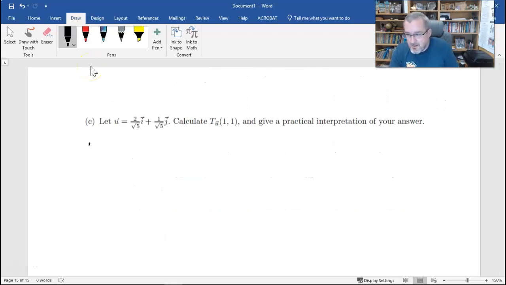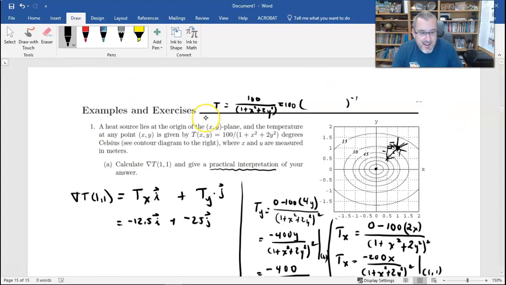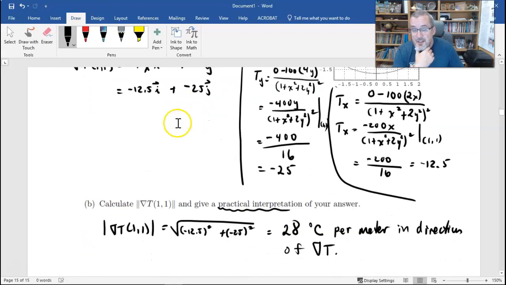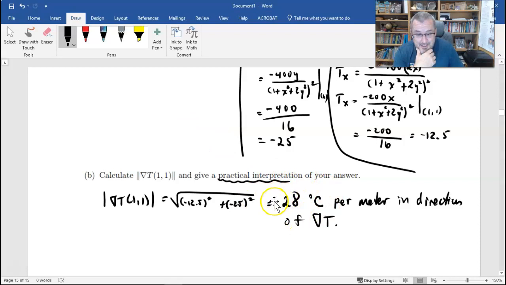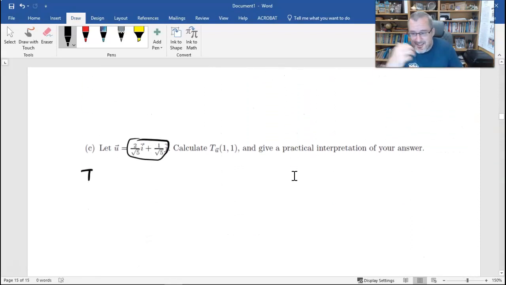All right. Now, notice here, we are not going in the direction of the gradient vector. We're now going in the direction of 2 over the square root of 5 i plus 1 over the square root of 5 j. So if we're at the point (1, 1), and we have a positive x coordinate and a positive y coordinate, we're going that way. We're moving away from the heat source now. So certainly we're not going to see a positive rate of change, and it's not going to be the greatest positive rate of change. This derivative here probably is going to be a negative quantity because now we're moving away from the heat source.